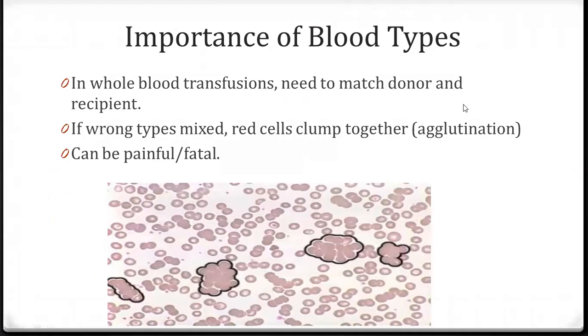Okay. So, importance of blood types. In whole blood transfusions, you need to match the donor and recipient. If the blood types get mixed incorrectly, the red cells can clump together, which is called agglutination, and it can be really painful or fatal.